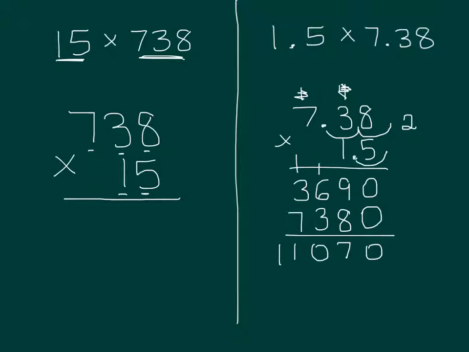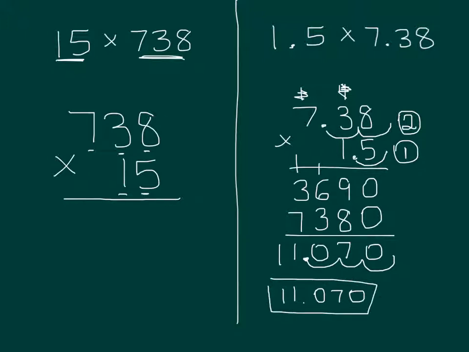1. So all together, our factors have 3 decimal places. 2 from the top factor and 1 from the bottom. That's 3 decimal places. So now in our answer, we move over 3 places. 1, 2, 3. And there is our answer, 11 and 70 thousandths. I don't need to add that last 0 if I don't want, but I can.